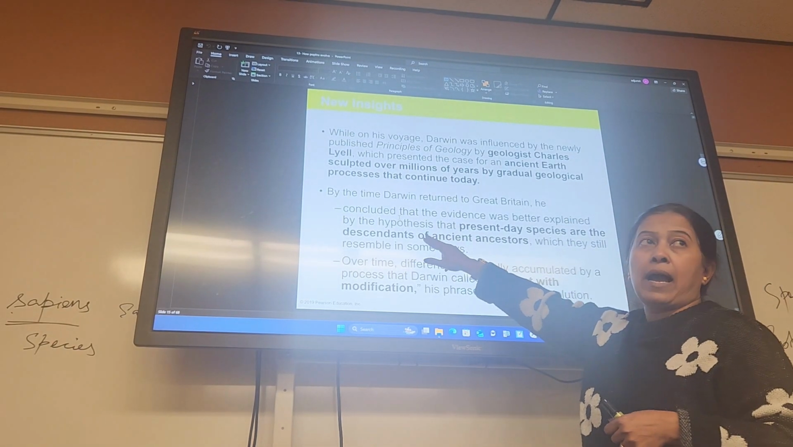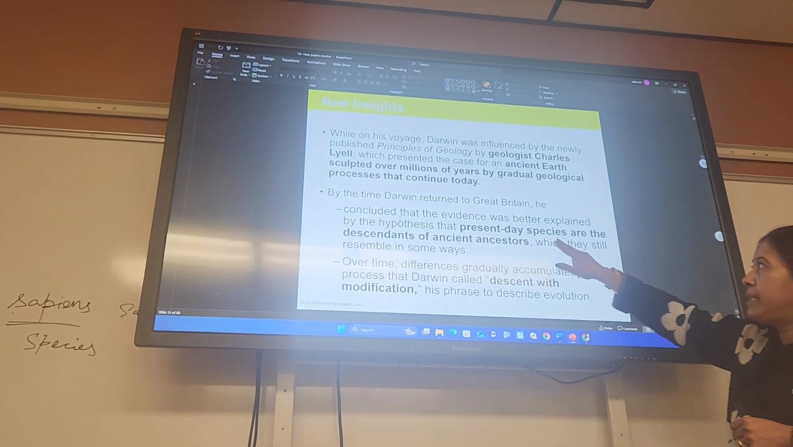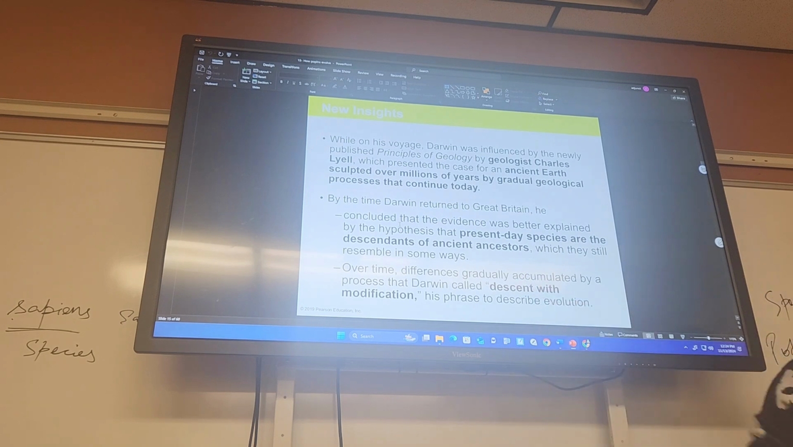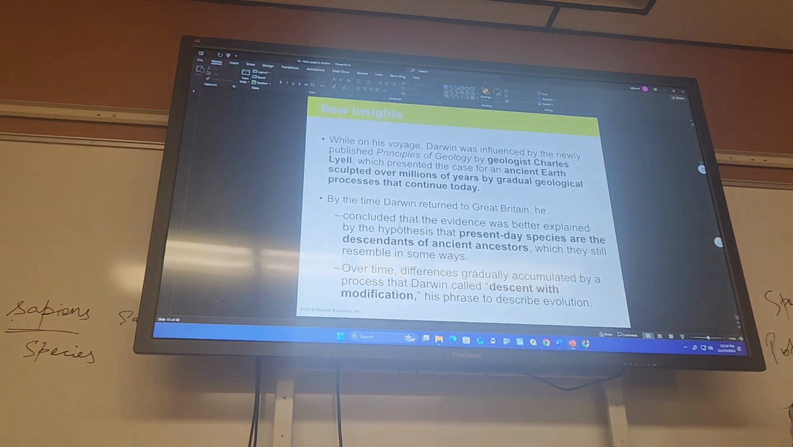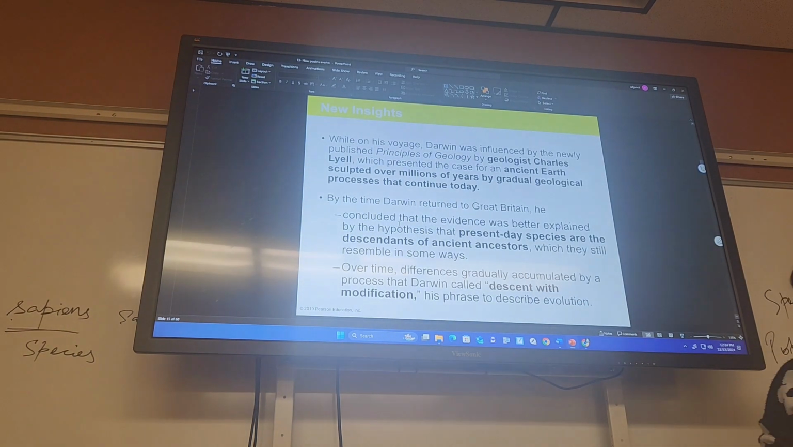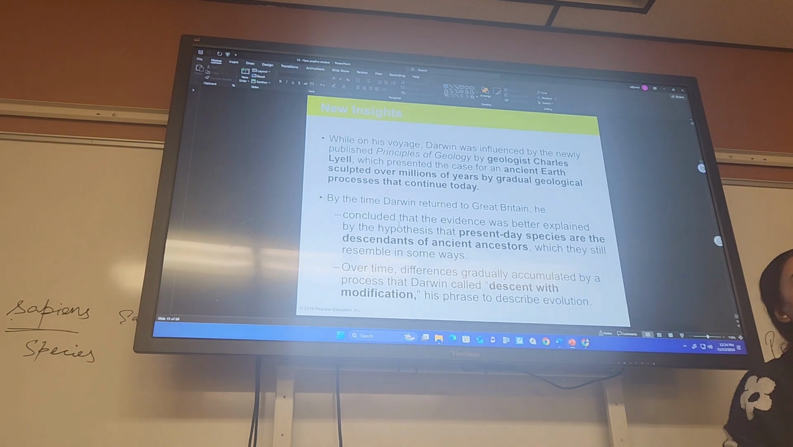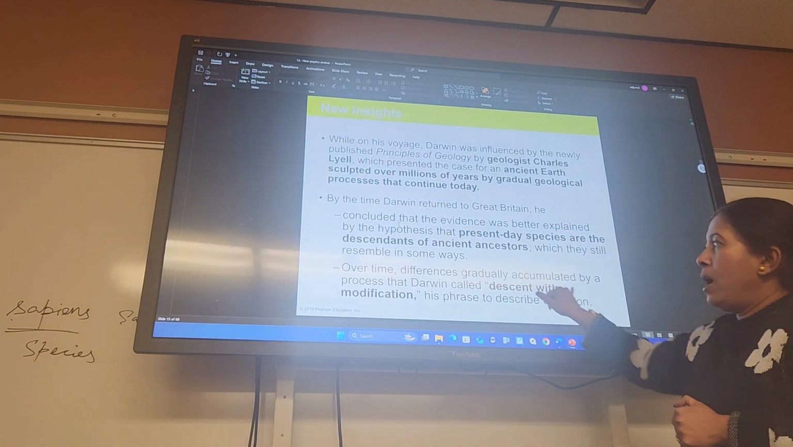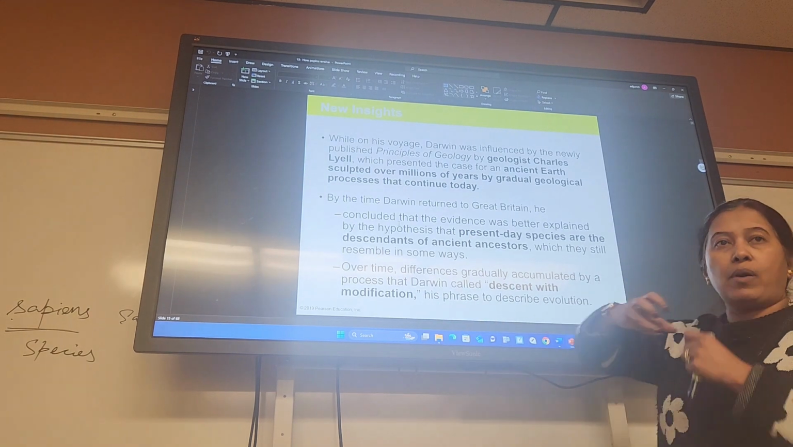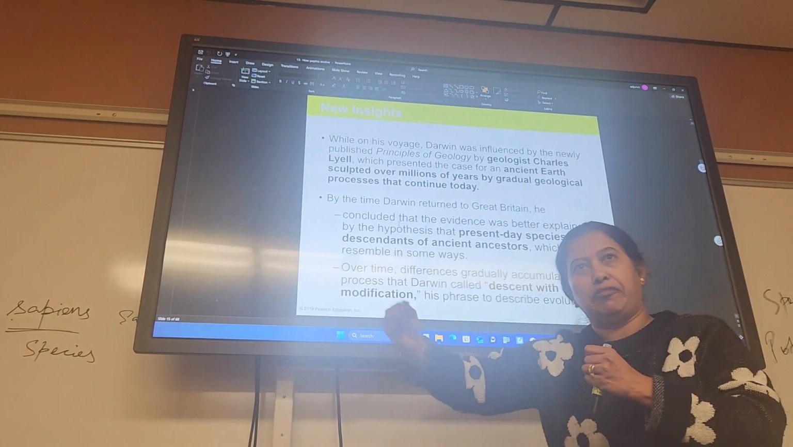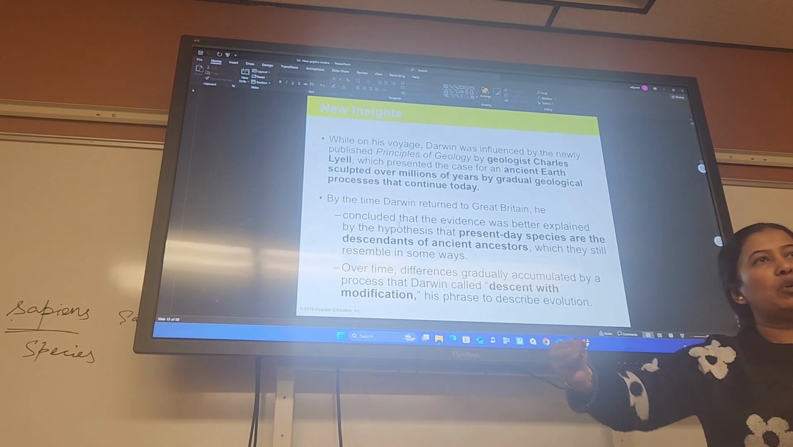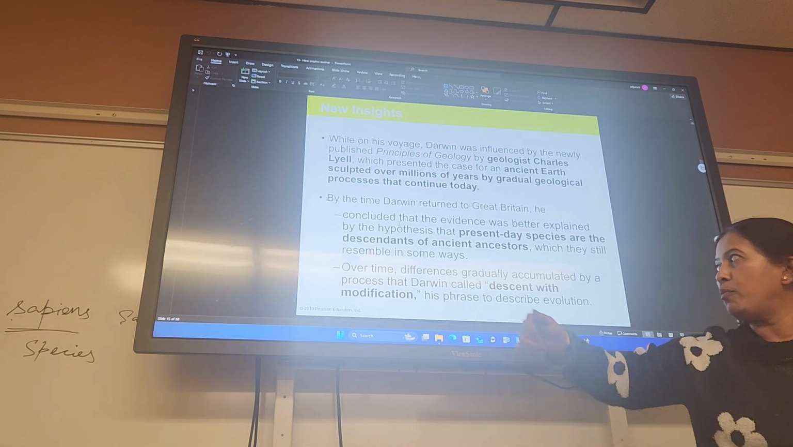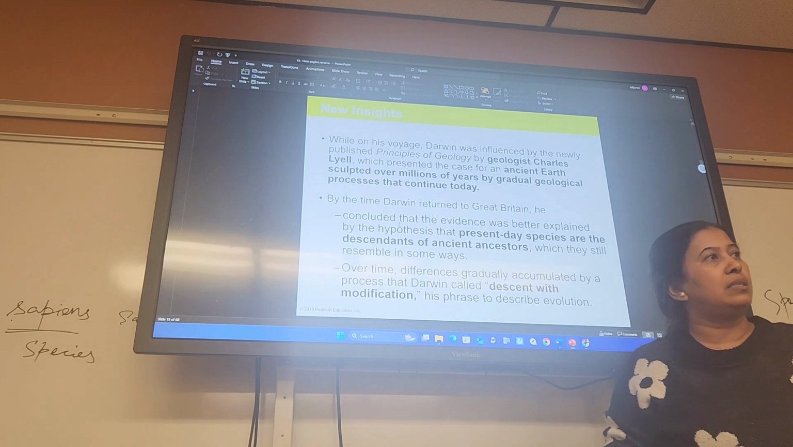So he hypothesized that present day species are the descendants of ancient ancestors. And although we do resemble our ancient ancestors in some ways, we are not exactly identical to them. We have evolved. Over time, small differences, as he called them, accumulated. We now know they are mutations, right? Evolution occurs by mutations. So mutations accumulated and gave rise to present day forms.